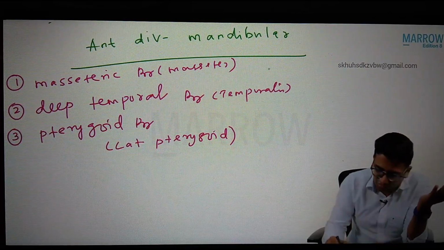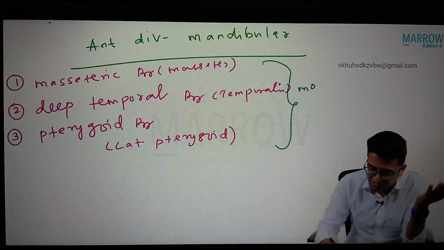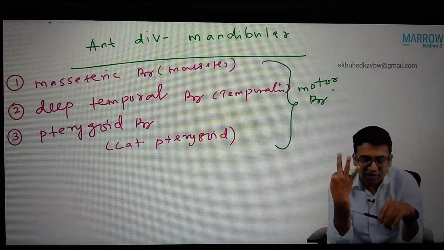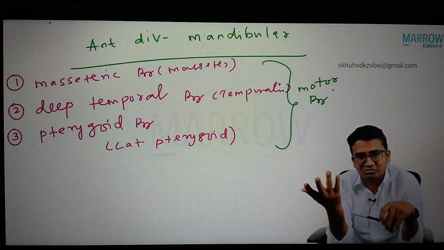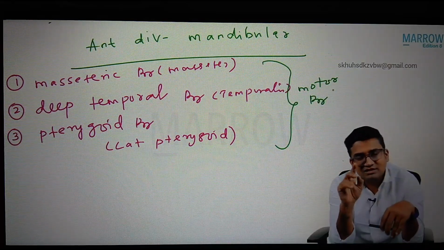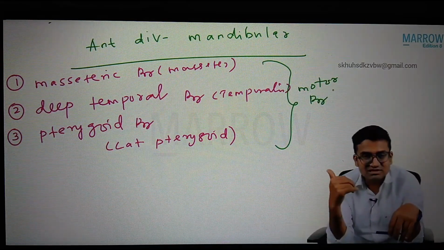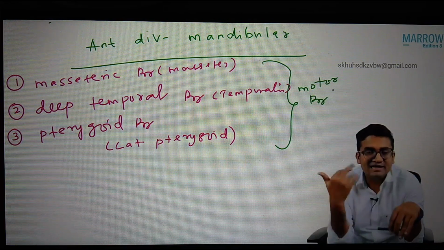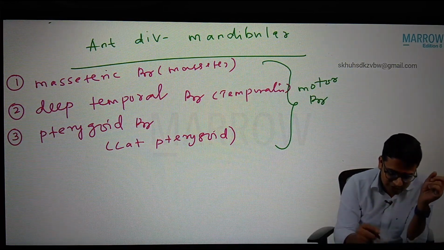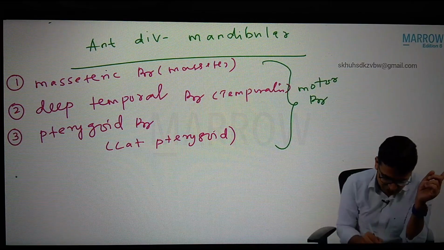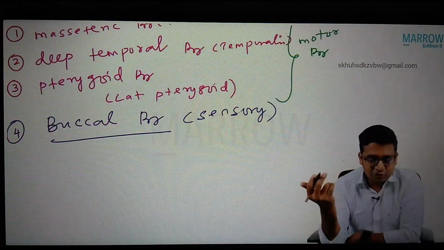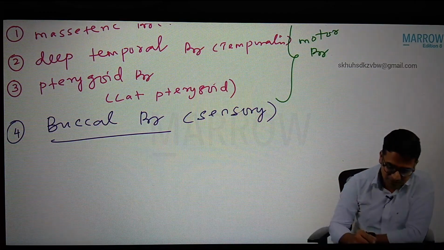Now these 3 are motor branches. So the anterior division of the mandibular nerve gives 3 motor branches to the remaining 3 muscles of mastication. I told you, from the trunk itself, the medial pterygoid muscle gets the nerve supply. The anterior division also gives one sensory branch. What is that? The buccal branch of the mandibular nerve.